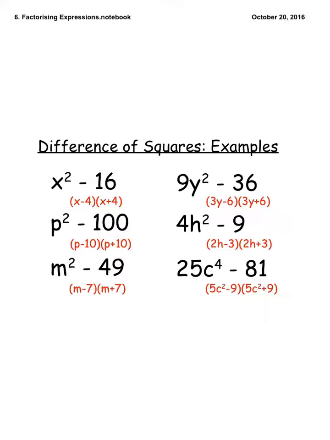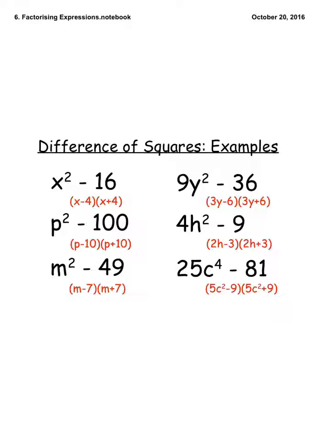So here are your answers. For the first one, x minus 4, x plus 4. For the second one, p minus 10, p plus 10. For the third one, m minus 7, m plus 7. Again, your plus and your minus could be swapped around.